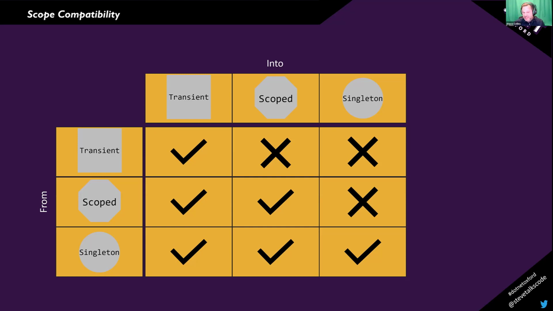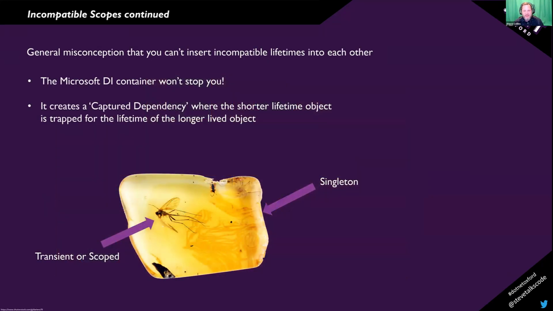Now, I've tried to choose my words carefully around that because there's a general misconception that it's not possible to inject incompatible lifetimes into each other. But that's not strictly true. I can't speak for the other containers, but the Microsoft container won't actually stop you. If you have a singleton and its constructor requires an instance of something that has been registered with a shorter lifetime, the container will happily give you that instance. The problem is that the instance you get will have its lifetime promoted up to that longer lived one. So transients become scopes, scopes become singletons, etc.